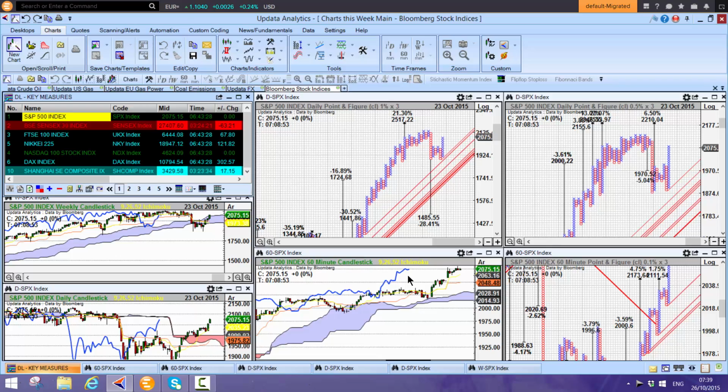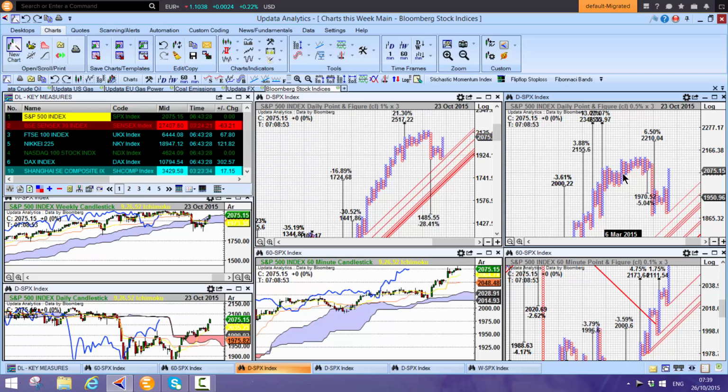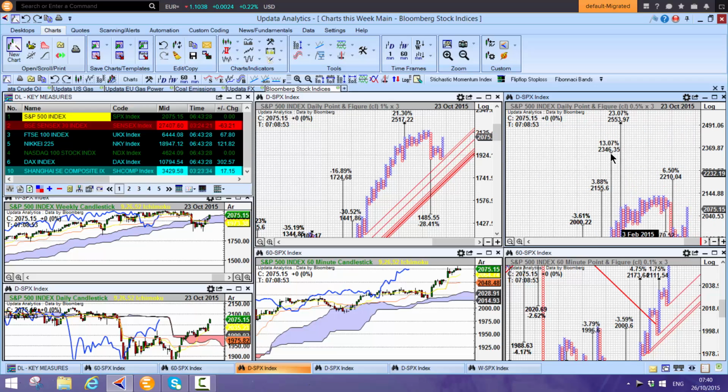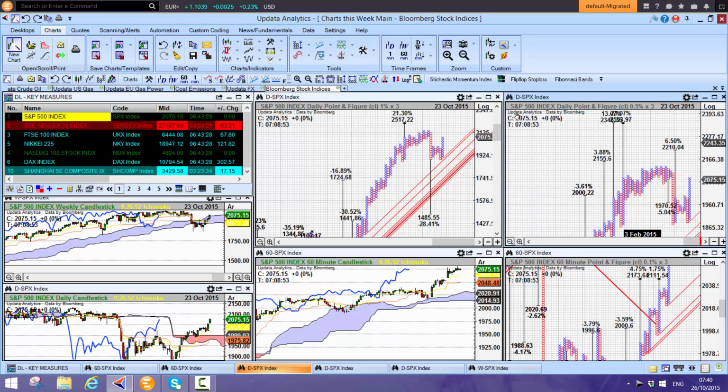And the 60-minute cloud we're above here as well. The 1% target, the downside target, wasn't activated, and here we see upside 6.5%, and we do have other upside targets, 13% and 23% on the S&P. So still a lot of upside to play for here. And the short-term target, we're seeing an upside target of 4.75%.